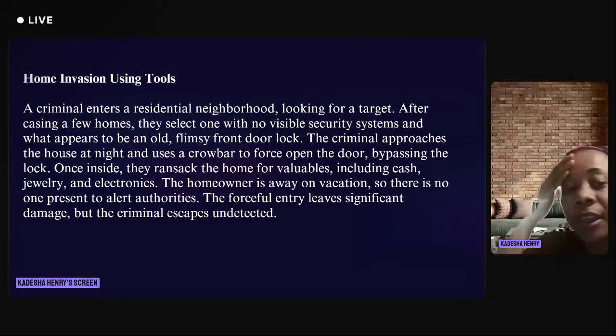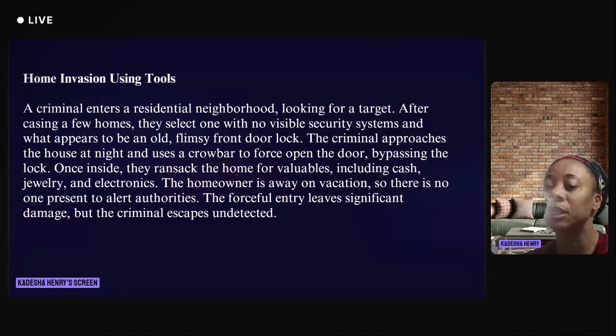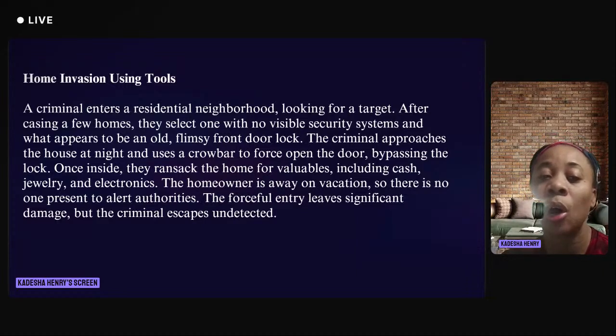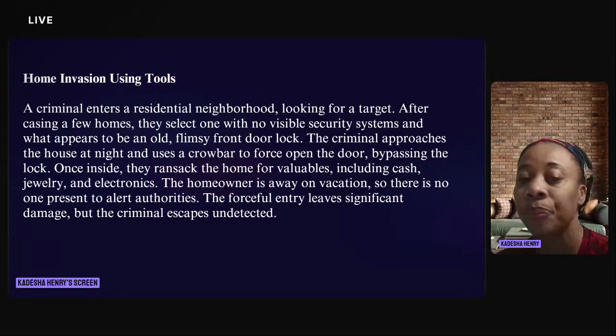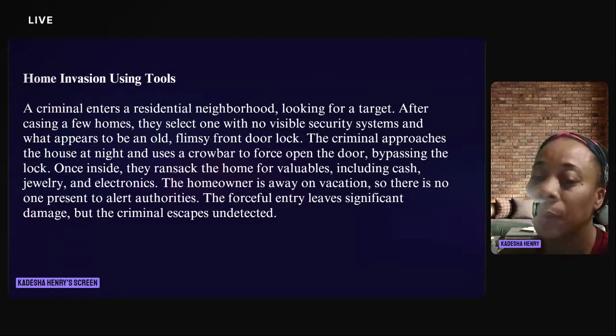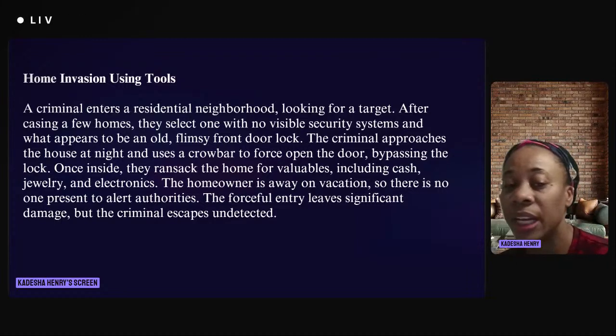So I would rather say, after they have looked around at a few homes, they select one with no visible security system and what appears to be an old flimsy front door lock. The criminal approaches the house at night and uses a crowbar to force open the door, bypassing the lock. Once inside, they ransack the home for valuables, including cash, jewelry, and electronics, right?